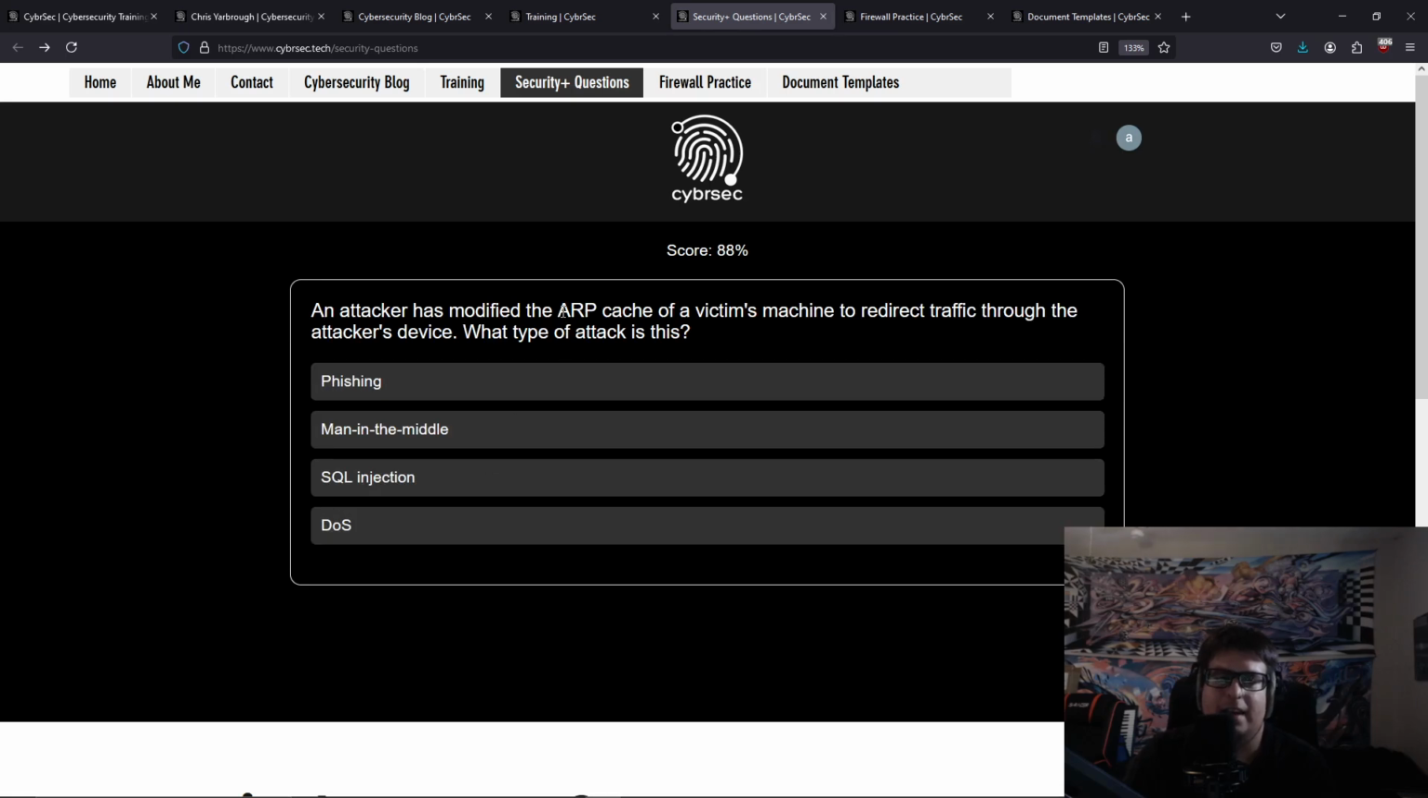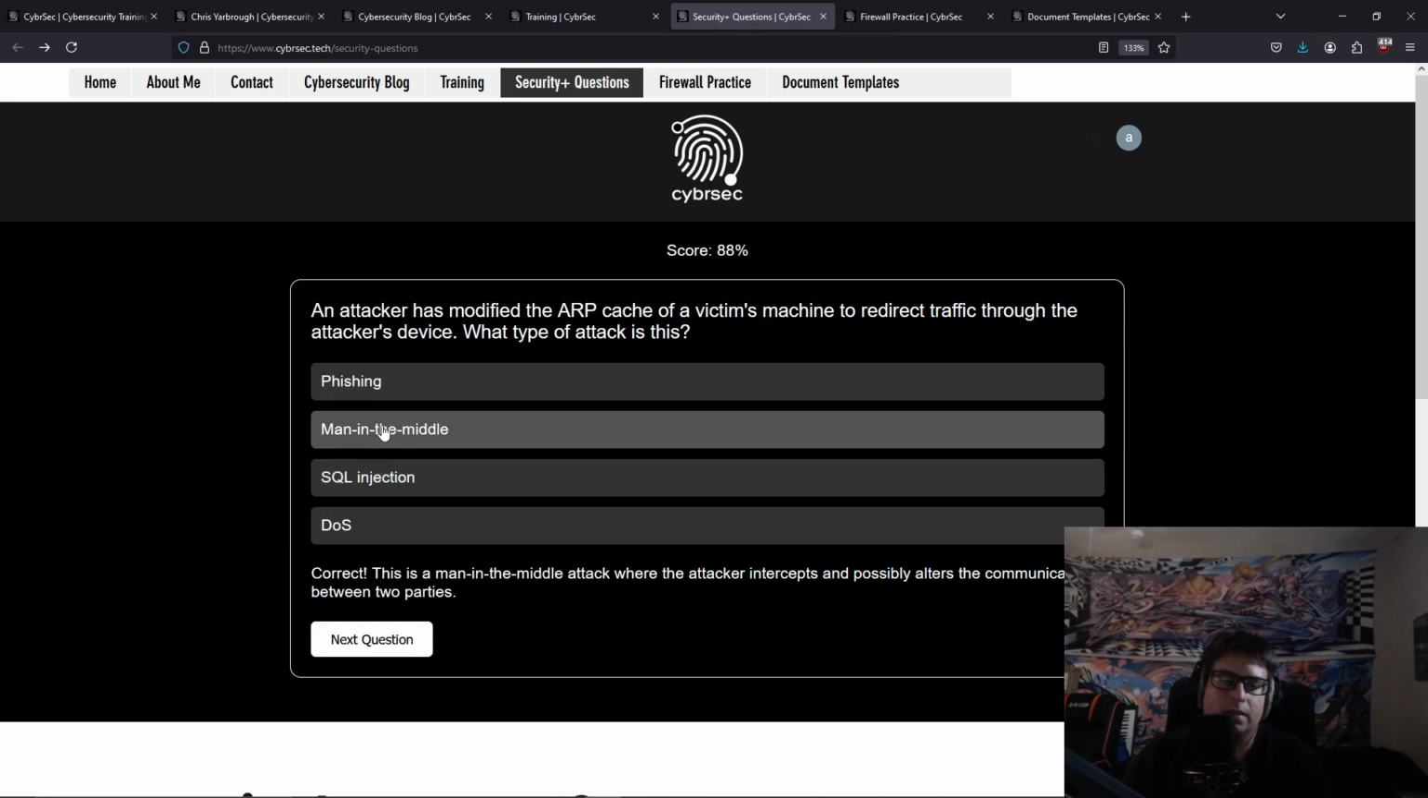Correct. An attacker has modified the ARP cache of a victim's machine to redirect traffic through the attacker's device. ARP cache to redirect traffic. What type of attack is this? No, yes.